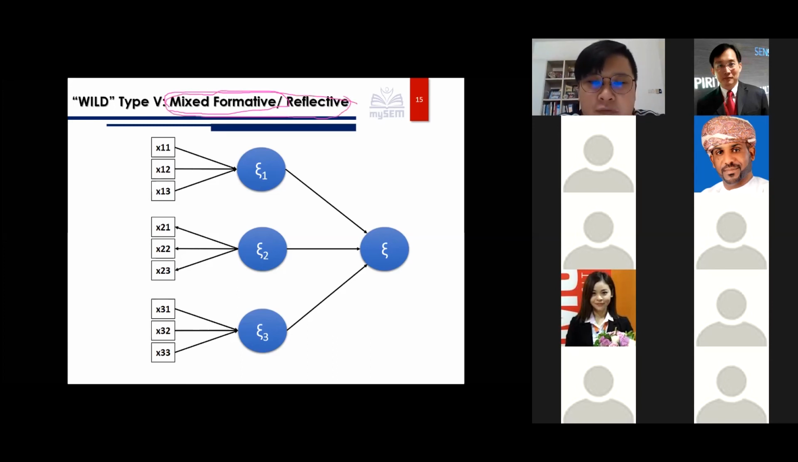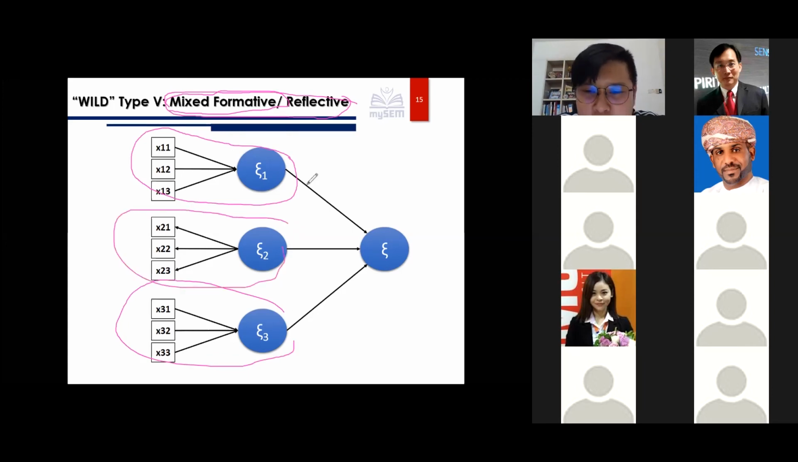Therefore, we call it mixed formative reflective, where your lower order components could have formative here, and then here is reflective. But when we move from the lower order to the second order, it could be a formative. So from my understanding, it could be type 5.